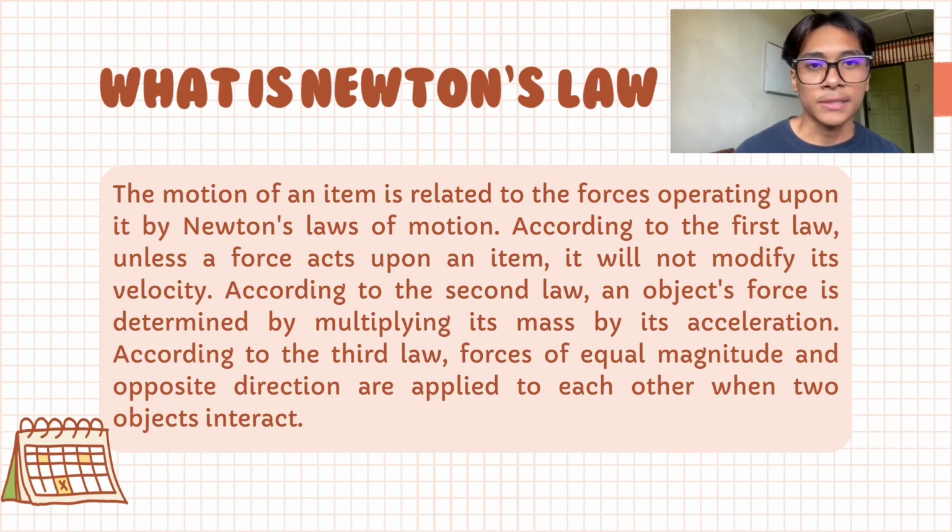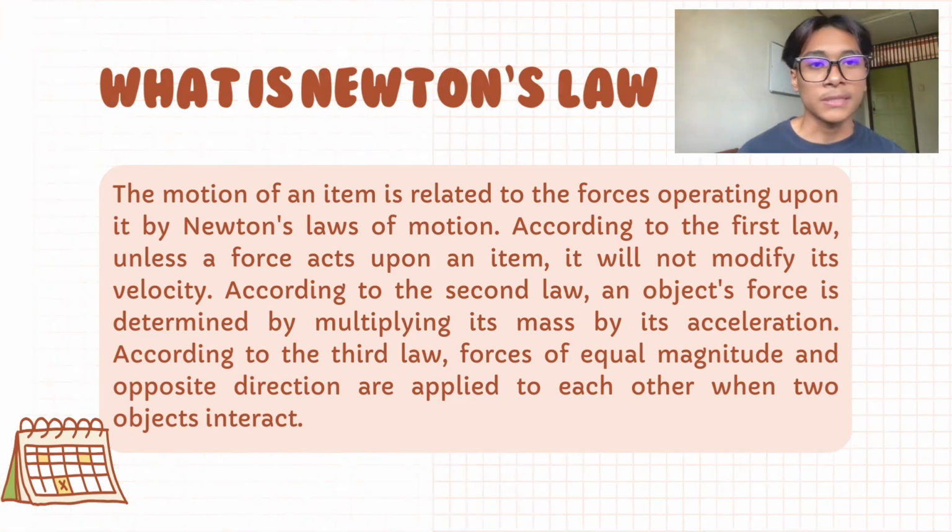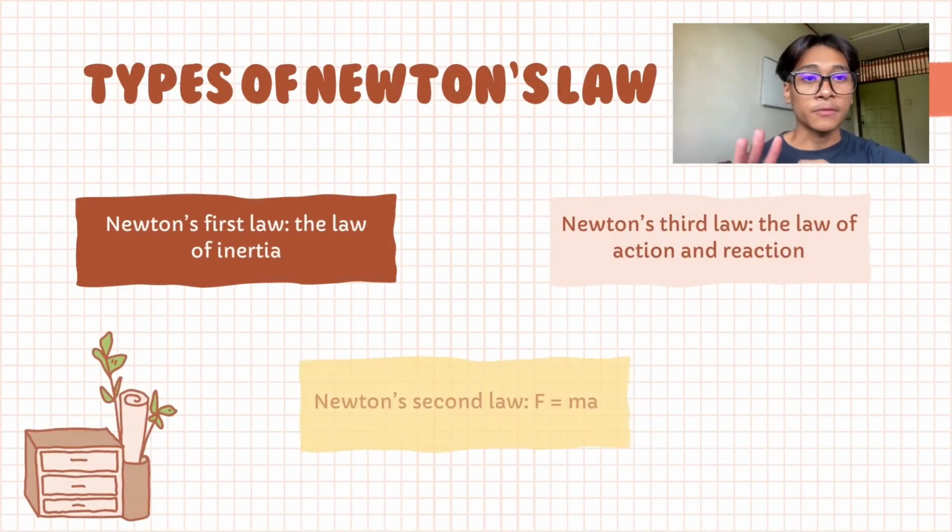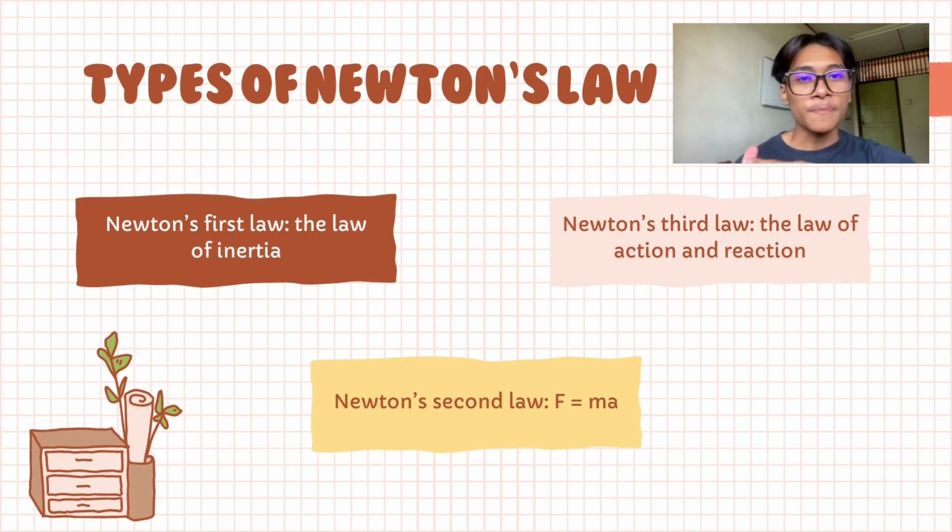According to the second law, an object's force is determined by multiplying its mass by its acceleration. And according to the third law, forces of equal magnitude and opposite direction are applied to each other when two objects interact. So we have three types of law: Newton's first law, the law of inertia; Newton's second law, F equals ma; and Newton's third law, the law of action and reaction.